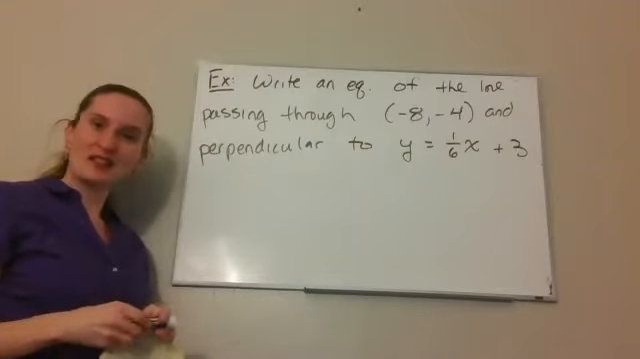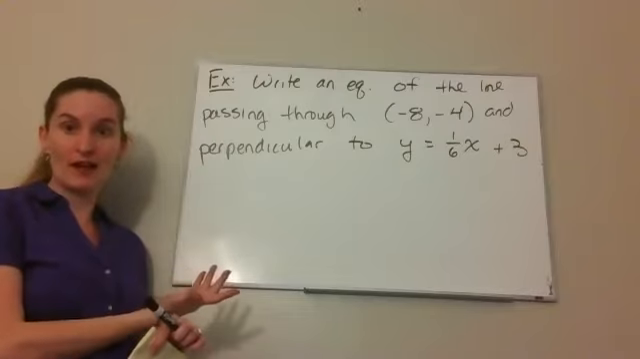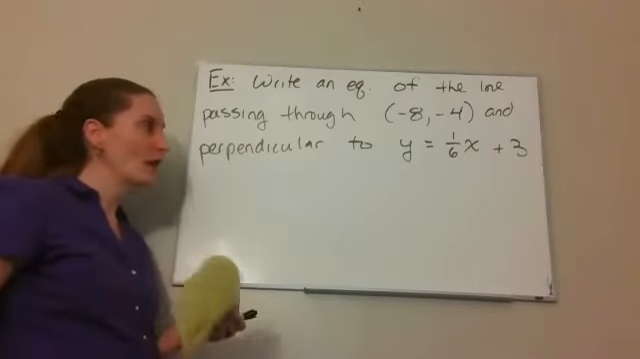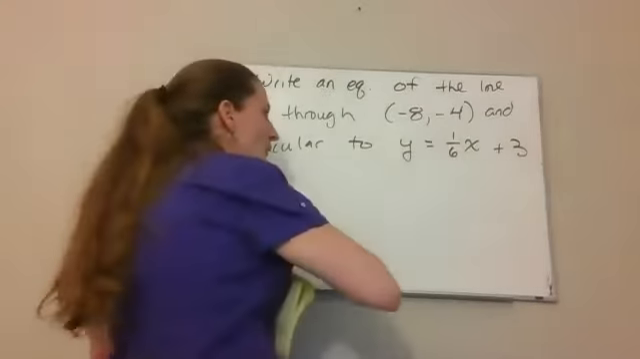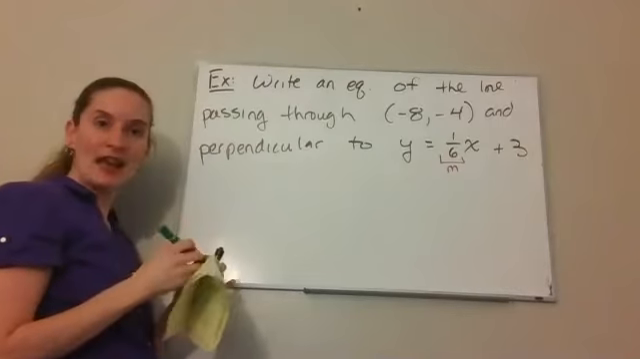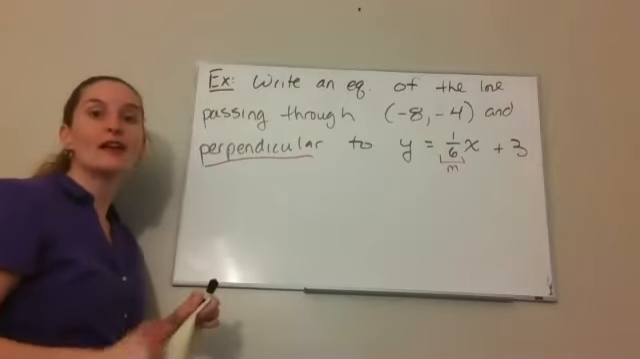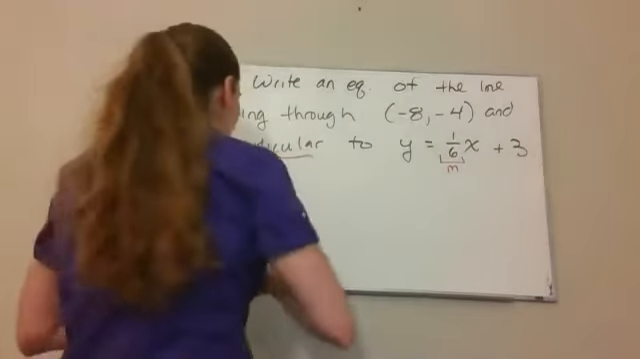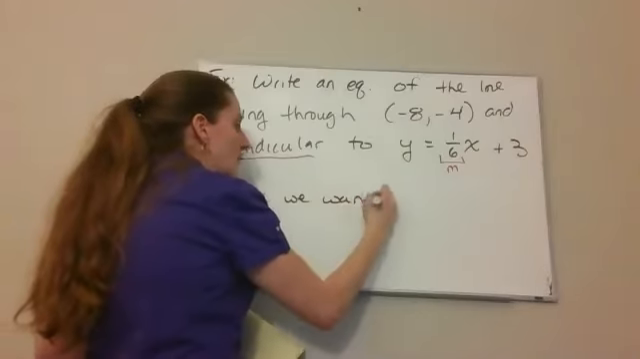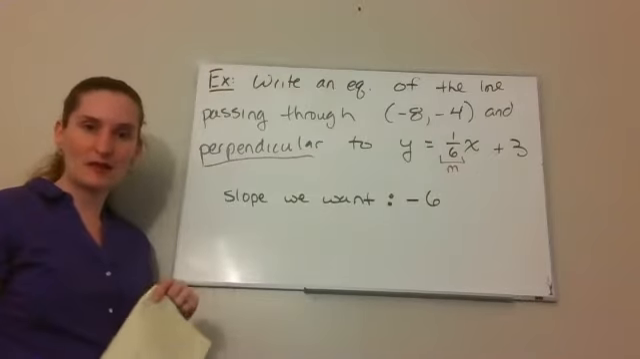Now this problem is actually a little bit easier than the last one, because in the last one we had to figure out the slope of our given line first. This one, the line they gave us, is already in slope-intercept form. So we already know that this slope, 1/6, is the slope of the line they gave us. I want a line that's perpendicular to that. Perpendicular lines have opposite reciprocal slopes. So this means that the slope we want is that 1/6 made negative and flipped upside down. So I get -6 for my slope.